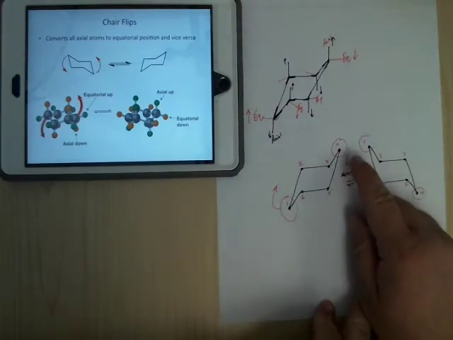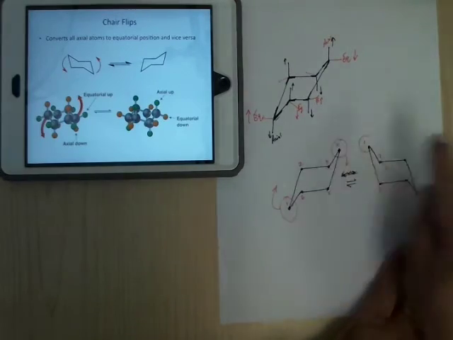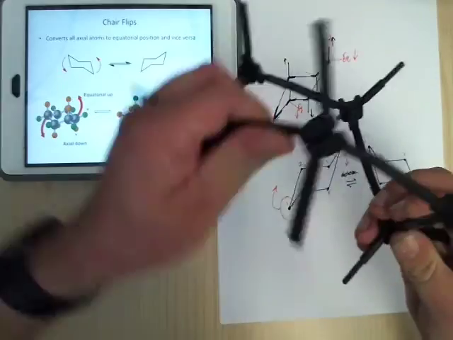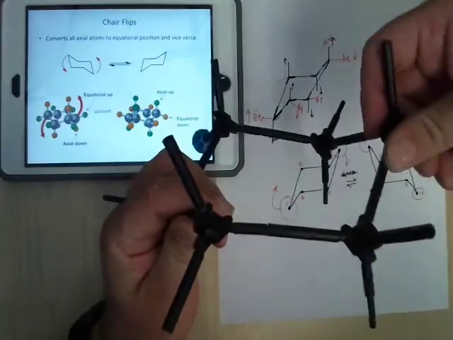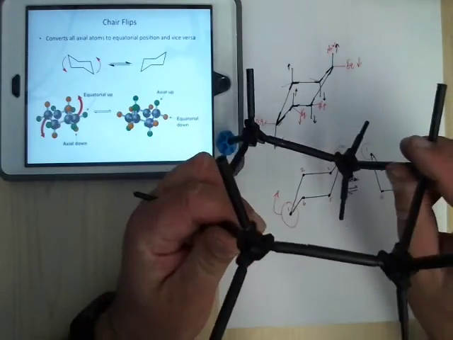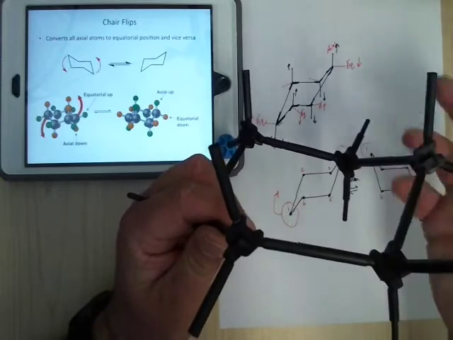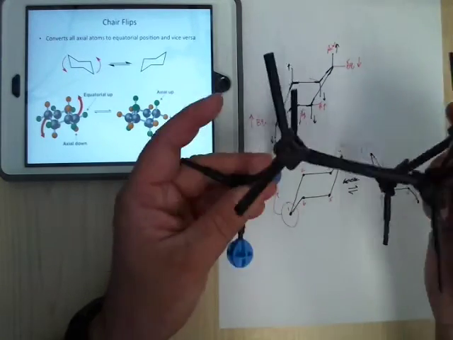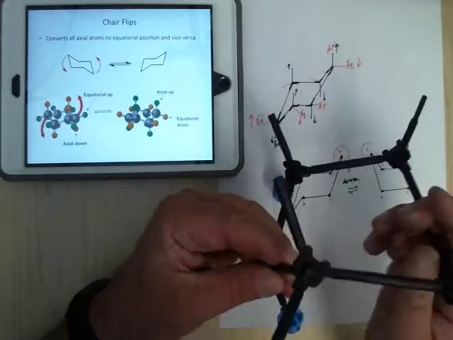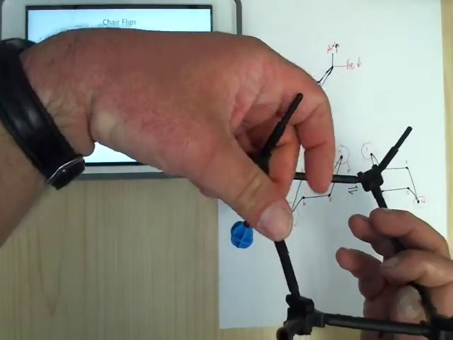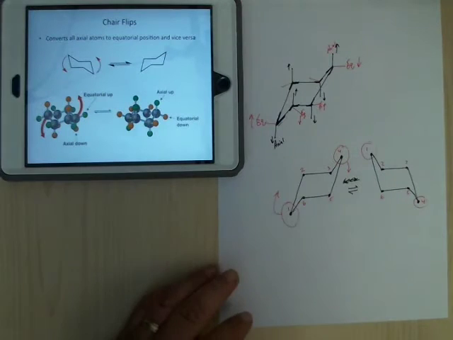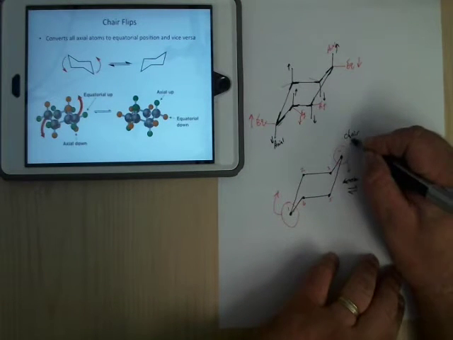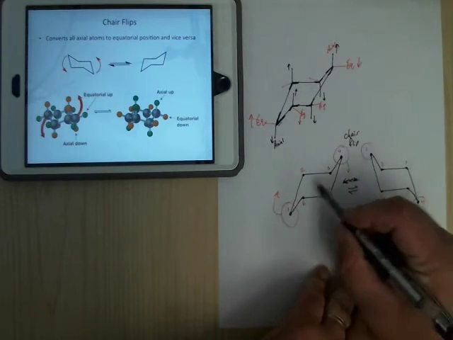So this is what happens. You take one end, for here, you take this end and rotate it down. You take this end and rotate it up. And then you go backwards, so you take that one and rotate. So this is what's called a chair flip. It's in the chair configuration.